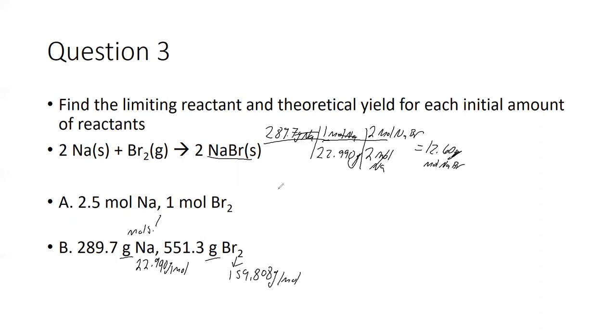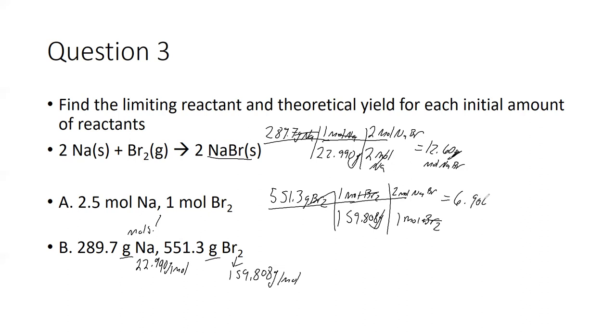How about our starting bromine amounts? So I start with 501.3 grams of bromine. For every 159.808 grams, I get 1 mole of bromine. Then my mole to mole ratio: 1 mole of bromine makes 2 moles of sodium bromide. Units cancel out, so I know I did my math right. Multiply everything at the top, divide by everything at the bottom, and I get 6.900 moles of sodium bromide.